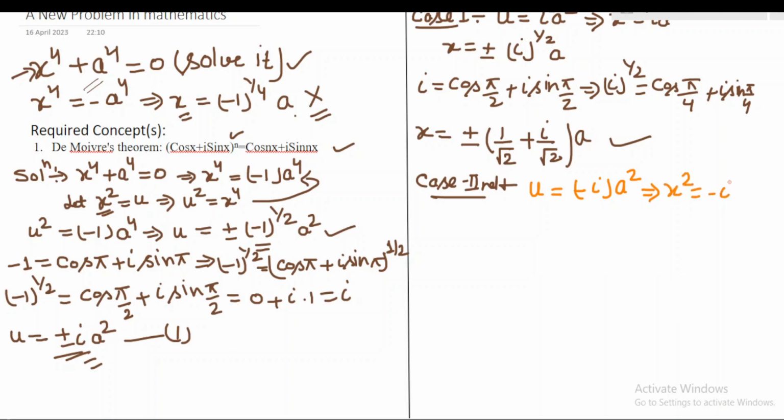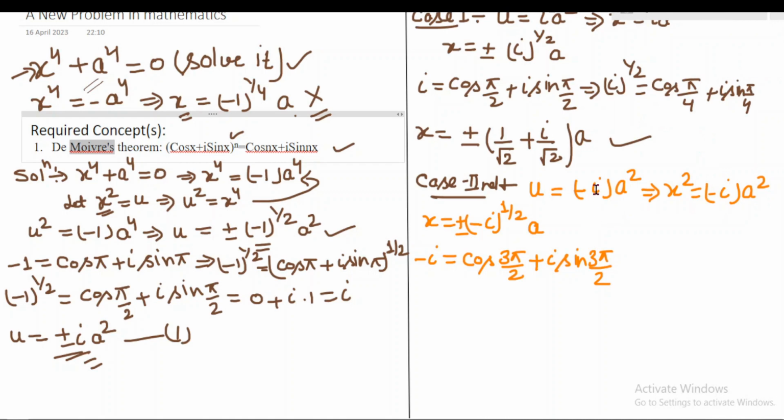x square equal to minus i a square. Here x will be equal to minus i to the power 1 by 2 a, and before this we will have to apply the sign of plus minus. Okay, now again using De Moivre's theorem, the value of minus i will be equal to cos 3 pi by 2 plus i sin 3 pi by 2.